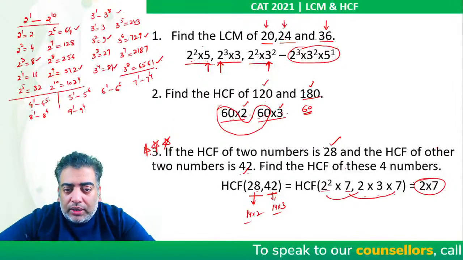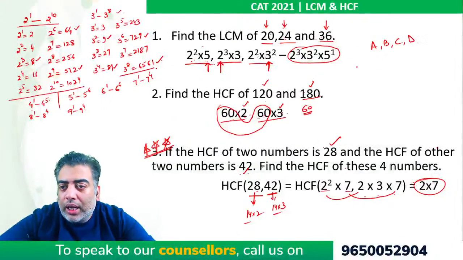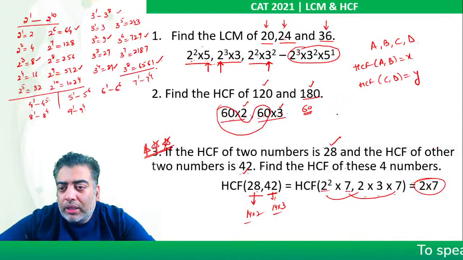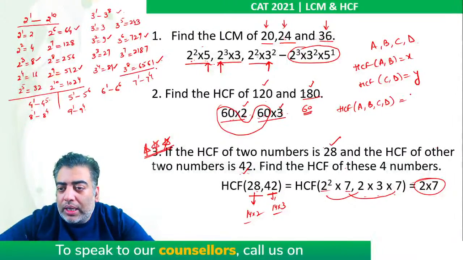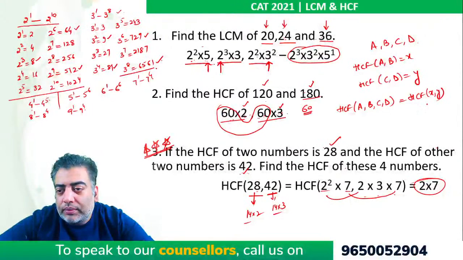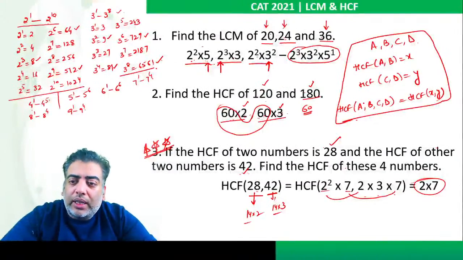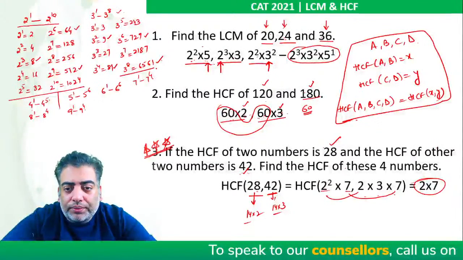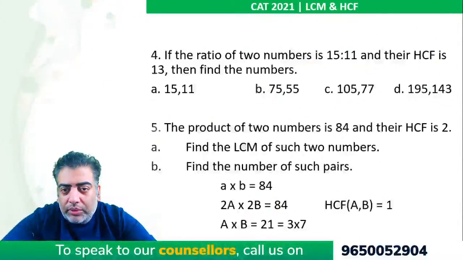So I am just rewriting this concept. Let's say there are four numbers A, B, C, D. If HCF of A and B is X, HCF of C and D is Y, then HCF of A, B, C and D will be equivalent to HCF of X and Y. It's a generic case, it is always true. Whether there are four numbers, three numbers, five numbers, six numbers, it is always true. Okay, good. So let's move on.